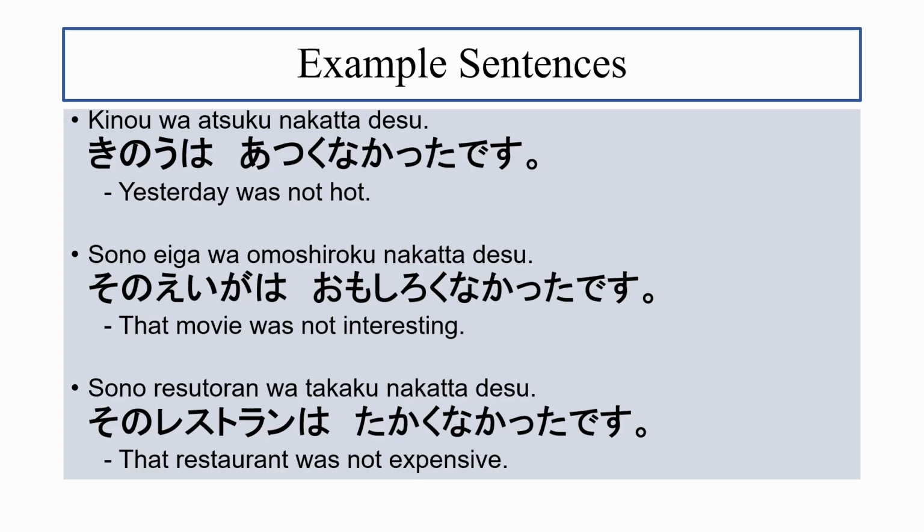So now let's read the following sentences aloud together. 昨日は暑くなかったです。Yesterday was not hot. その映画は面白くなかったです。The movie was not interesting. そのレストランは高くなかったです。The restaurant was not expensive.